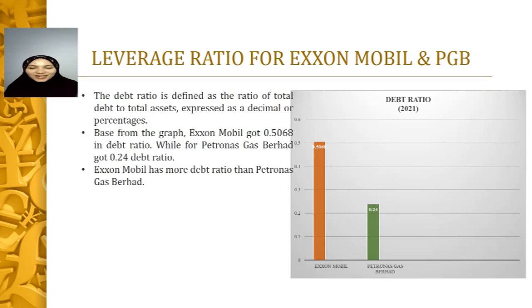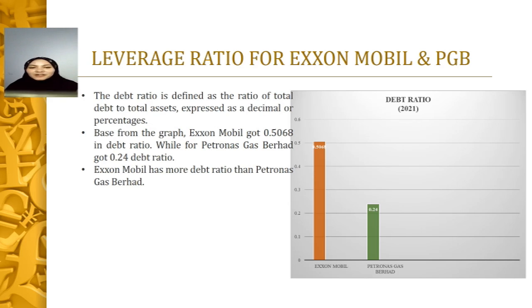Leverage ratio for ExxonMobil and Petronas Gas Berhad. The debt ratio is defined as the ratio of total debt to total assets, expressed as a decimal or percentage. In other words, the company has more liabilities than assets. Based on the graph, ExxonMobil got 0.5068 in debt ratio, while Petronas Gas Berhad got 0.24 debt ratio.